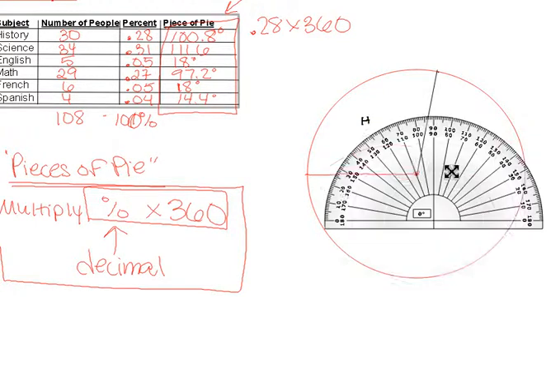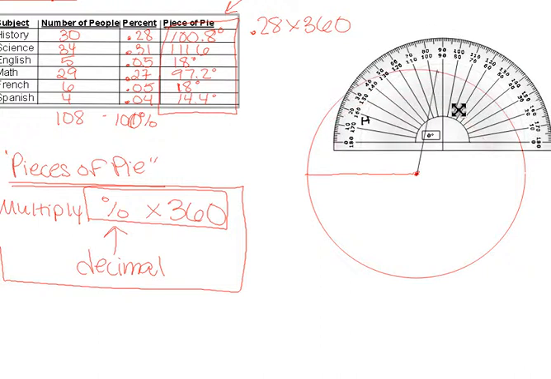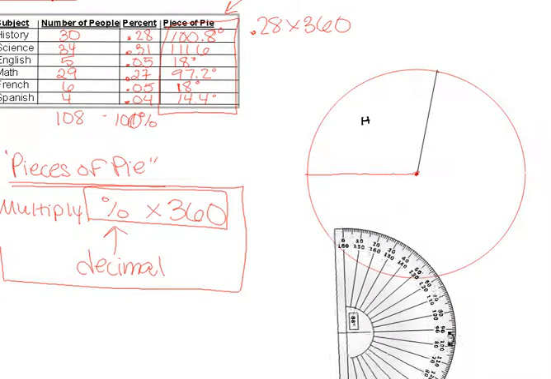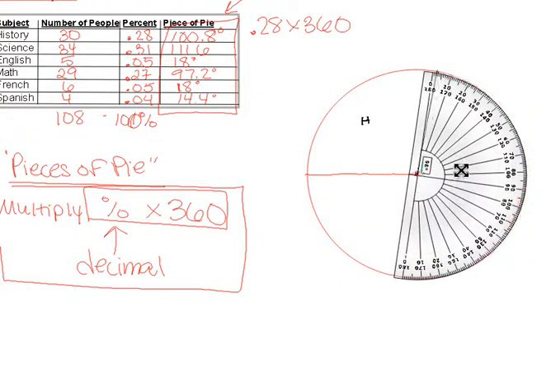And so now we're going to use this new radius that we made, and now we're going to measure the new angle from there, because all of this space represents all of the subjects that are not history. Okay, so we need to figure out, for science for instance, it's 31%. 31% of the people like science, so it needs to be 31% of our pie. It can't overlap with history, that space is already taken. So you need to move your protractor around, and we need to line up the 0 mark.